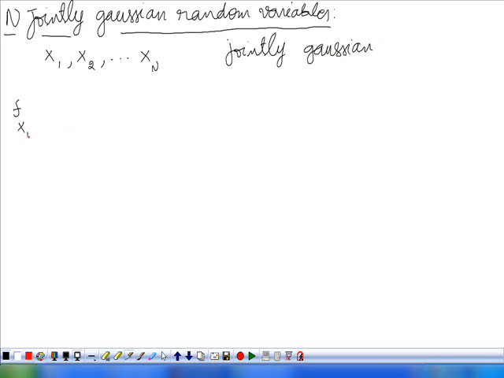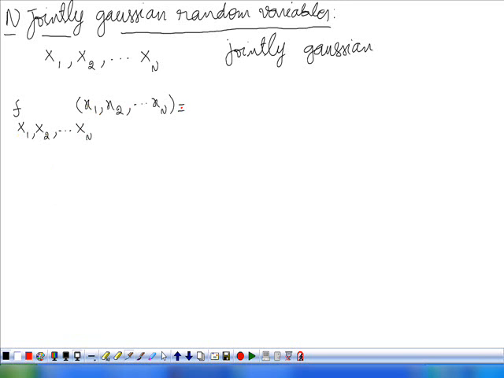f of x1, x2, so on, xn. What does this indicate? This is a joint PDF. In the case of two random variables, we write fxy of x comma y, but here we have n random variables, x1, x2, so on, xn. What is this small x1? It is the value taken by the random variable x1. x2 is the value taken by the random variable x2. So this is extended to n random variables.